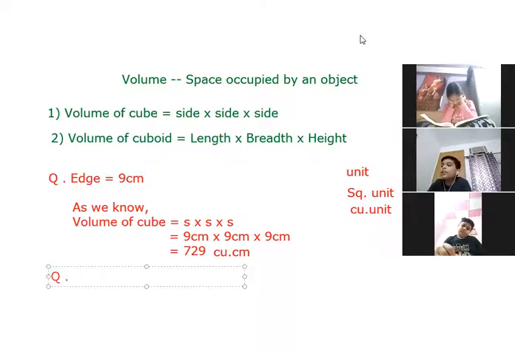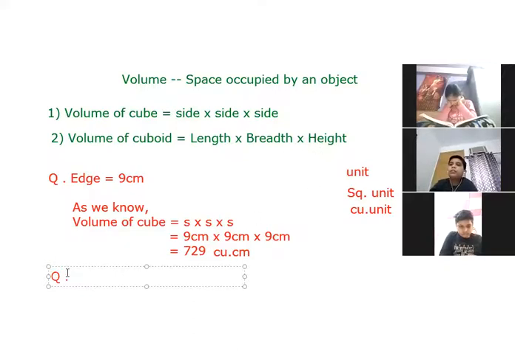A room is 4 meters long, 3 meters broad, and 9 meters high. Find its volume. So what is given here? Length of the room is given, breadth is given, and height is given. And one more important thing is that the shape of the room is already given, that is cuboid shape. So which formula are we going to put here to find the volume? Length multiplied by breadth multiplied by height.